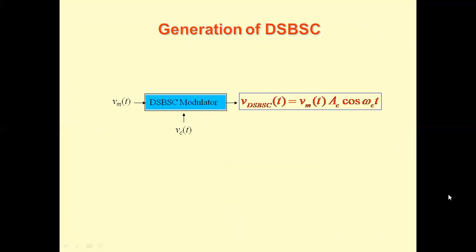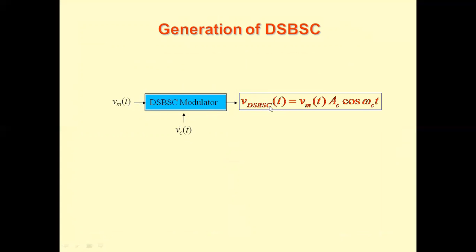So the process of generation of DSBSC is like this. The message signal is applied to a modulator and the carrier is also applied to the modulator. Here the modulator is nothing but the multiplier. The message signal is multiplied with the carrier signal, and we get the DSBSC waveform.